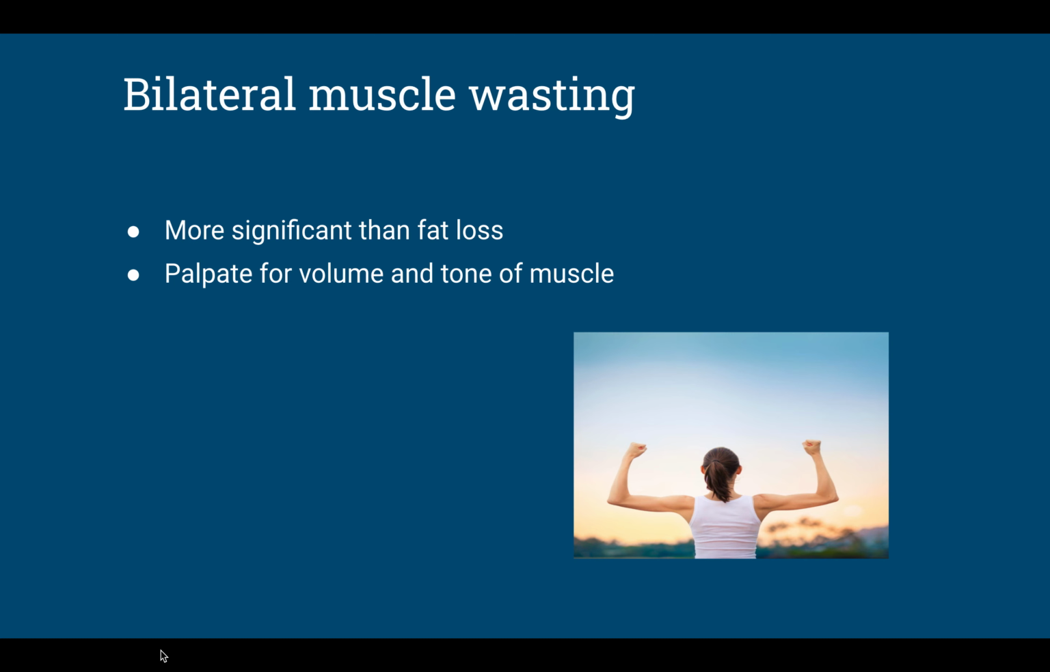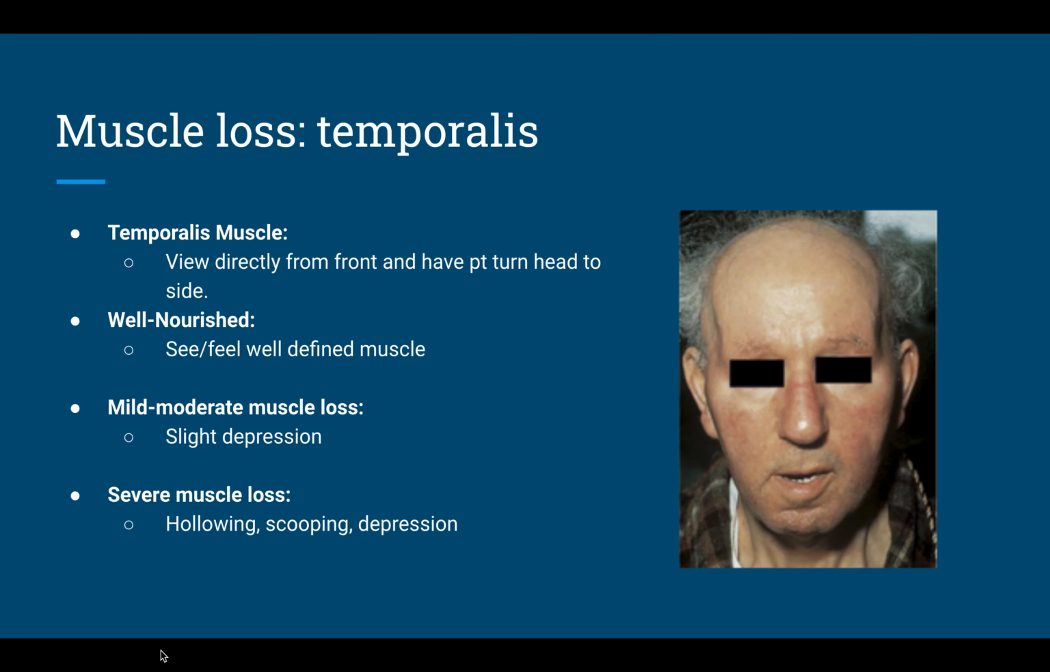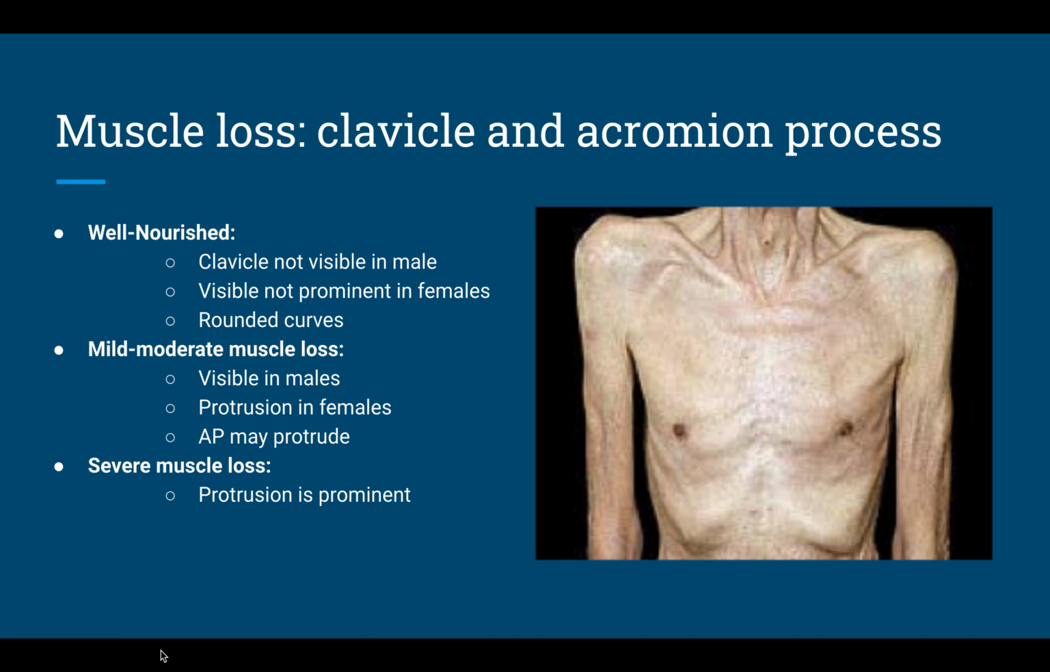In muscle wasting, you don't always have the same muscle wasting in both arms, and if you see that one arm is wasted but the other one is well nourished, it might not be related to malnutrition, but to something else. For example, the patient had a stroke and lost function on one side of the body. For the temporalis, this is the criteria. Again, you're going to see that hollow look in someone that has severe muscle loss.